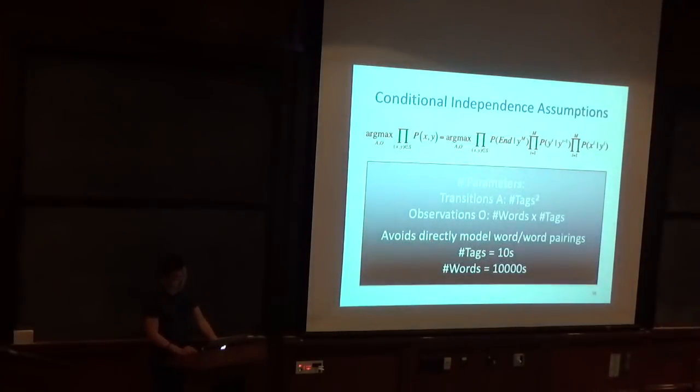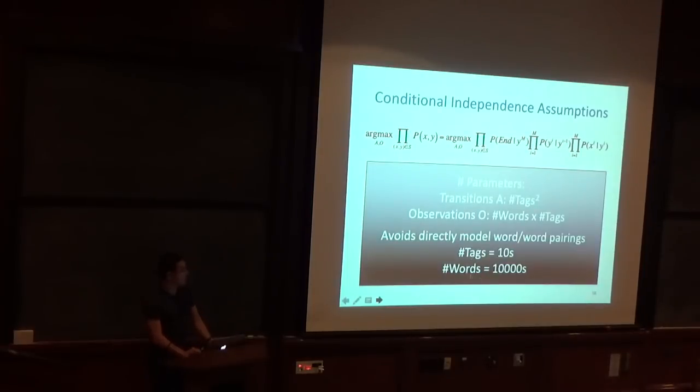Number of parameters: the A matrix is the number of tags squared, part of speech tags squared. The observation matrix is the number of words times the number of tags. Those are the two big parameters of this model. And this also allows us to avoid modeling word-word pairings.